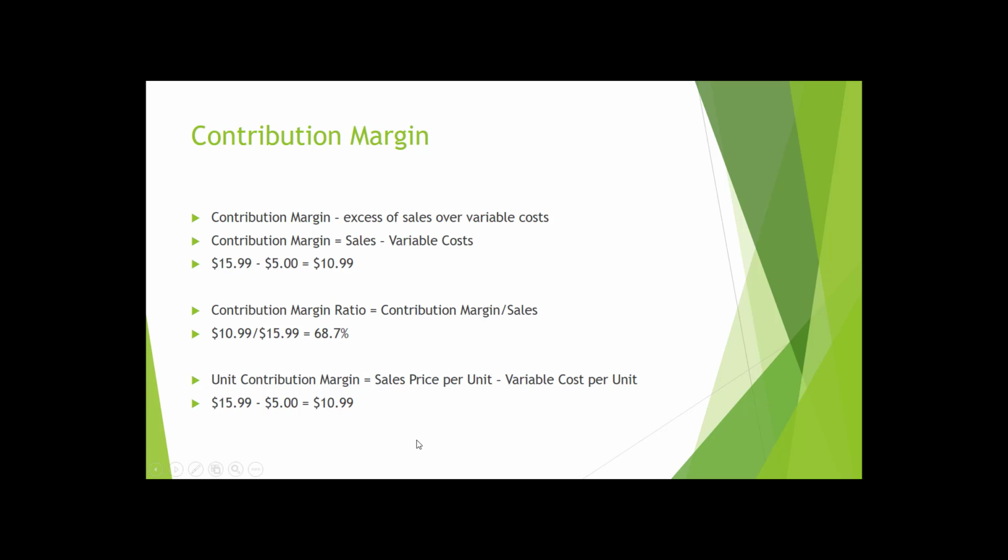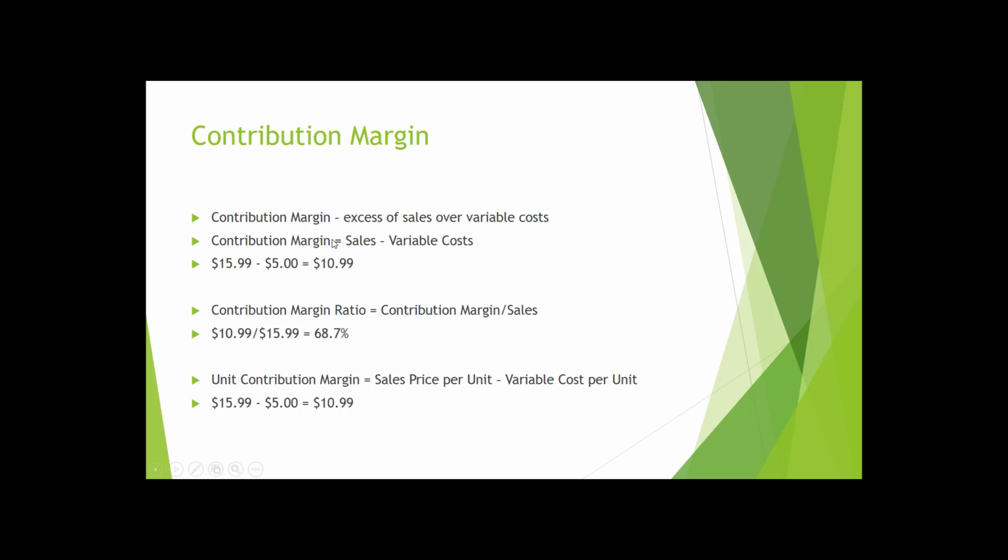Unit contribution margin just really gets microscopic and looks at just one unit. So the sales price per unit minus the variable cost per unit, which is immediately where my brain goes anyway. I look at the smaller rather than the larger picture because I think it's easier to identify the variable costs when you're looking at a t-shirt versus looking at a big, huge sales number and trying to figure out what's variable, what's fixed.